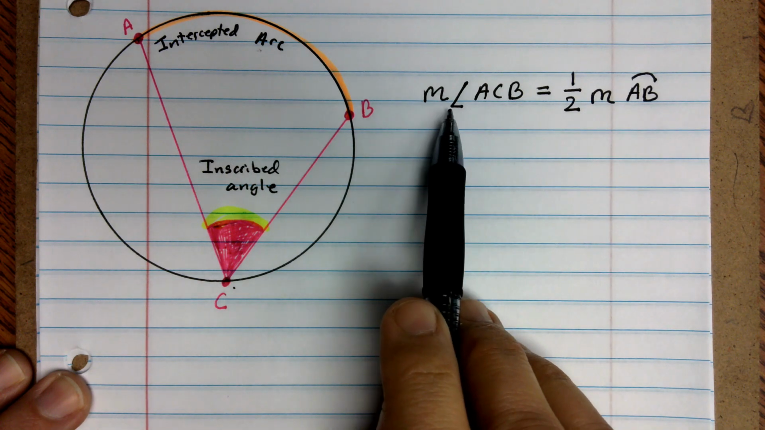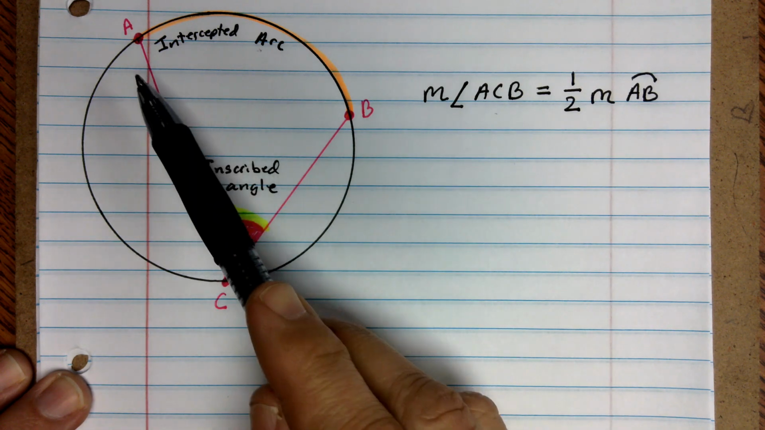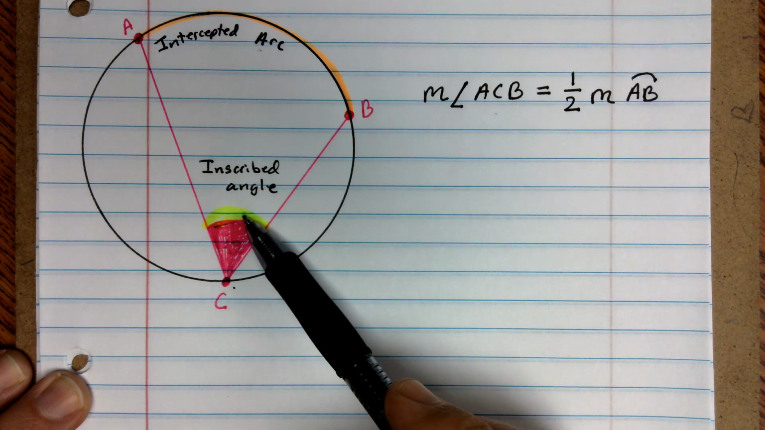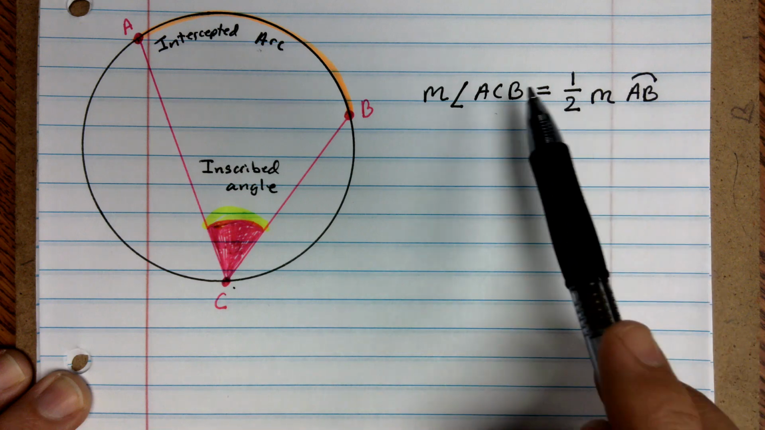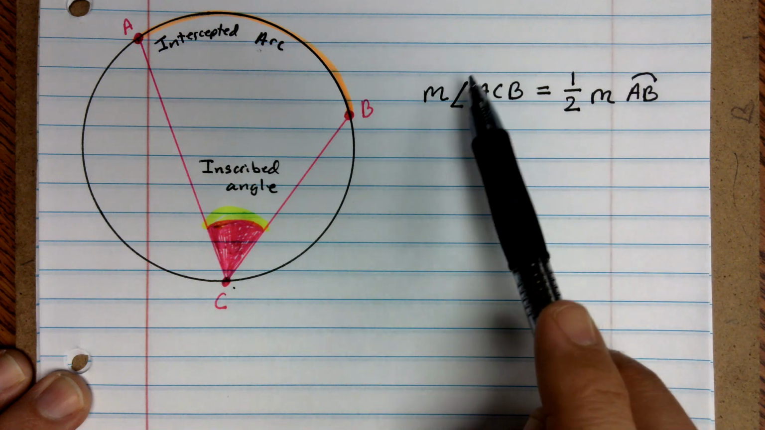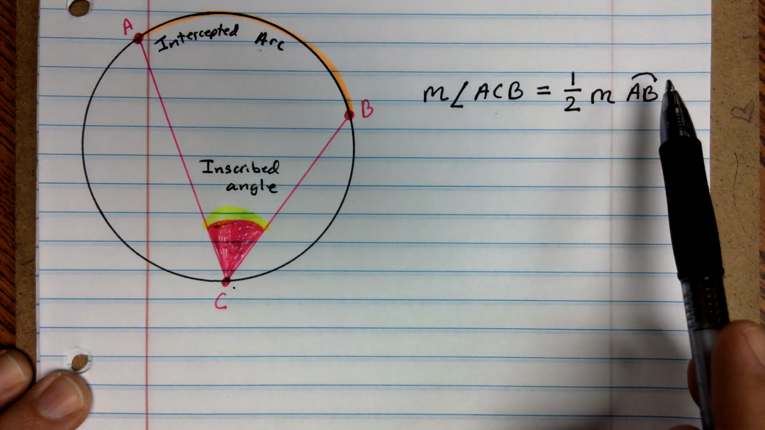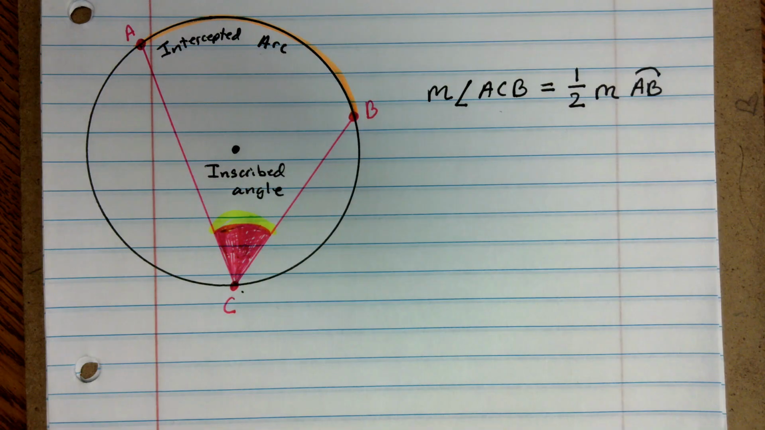And sometimes we're going to have the angle, right? So like ACB, we'll have that inscribed angle. And sometimes we're going to have the intercepted arc. And we're going to use those back and forth to substitute for either the angle on the left, the inscribed angle, or the intercepted arc.